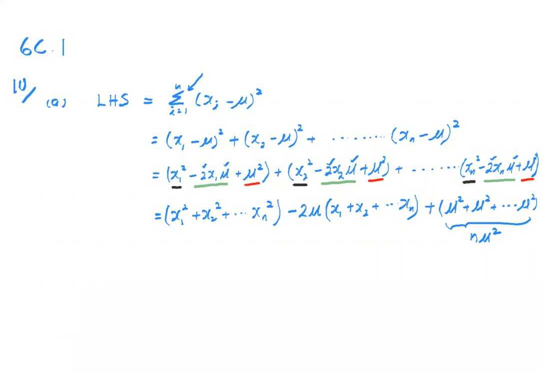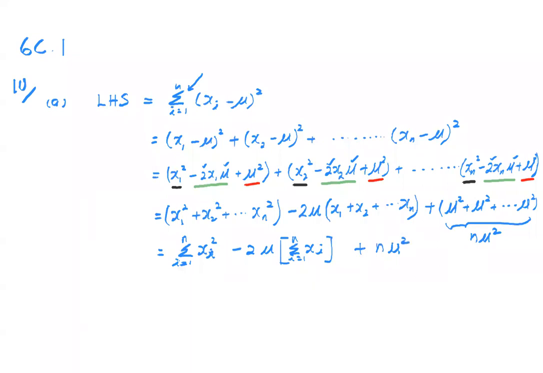Okay, so I'm going to write it down in symbol form now. This is the sum of xi squared, i equal to 1 to n, take away 2 times mu, and this is the sum of xi, i equal to 1 to n. Am I right? Plus n mu squared.